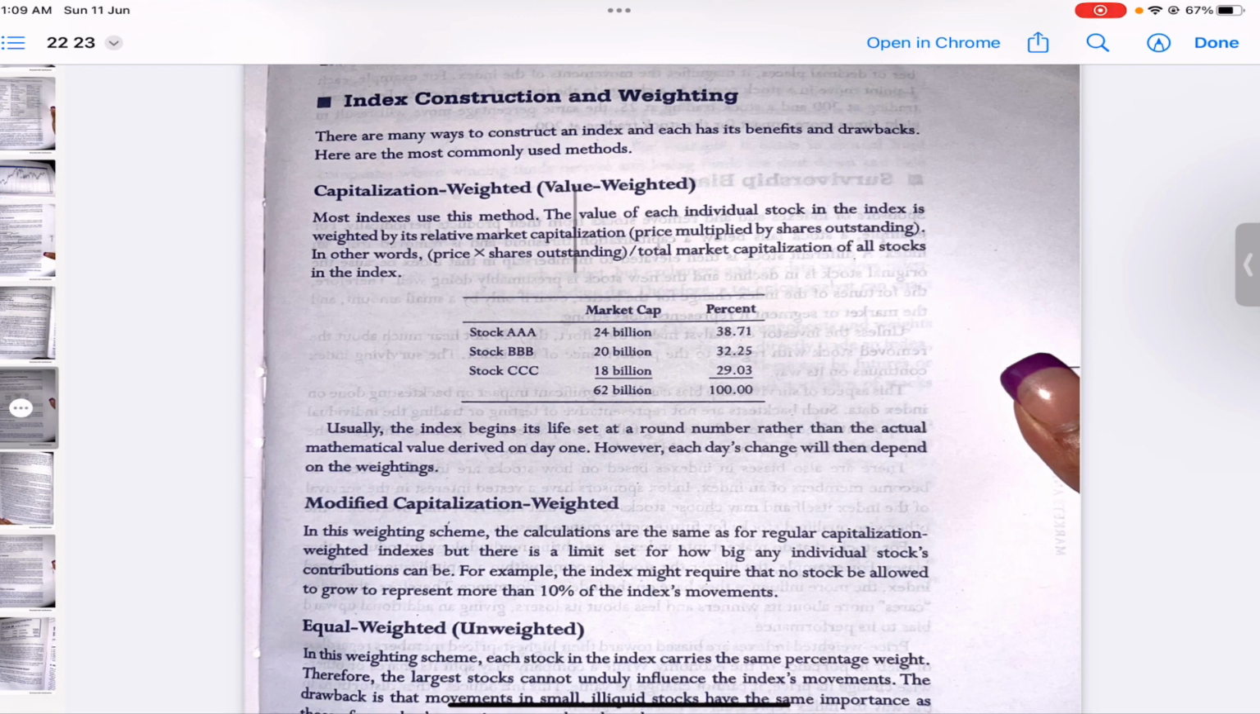So what is market capitalization? We have discussed this earlier. Market capitalization is the price multiplied by the shares outstanding, and then divided by total market cap. So this is my capitalization weighted method, value weighted. When you're doing value weighted, you are using market capitalization, price multiplied by outstanding shares divided by the total market cap. By doing that, you get the weight of your index using the value method, or the market capitalization weighted method. First thing.